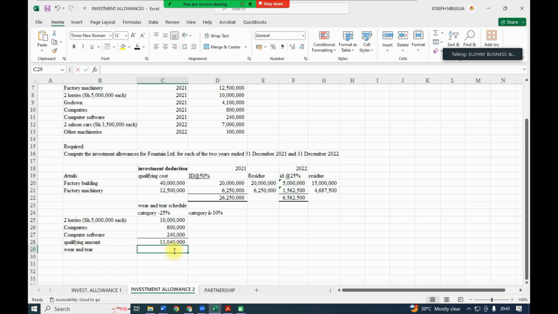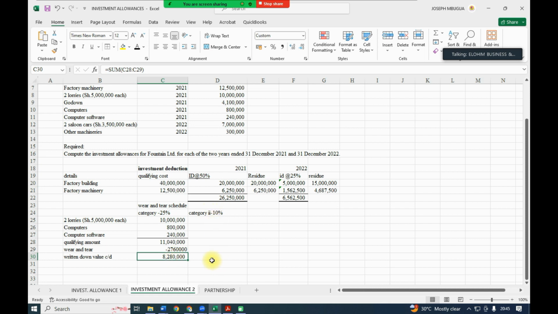So the wear and tear will be 25% of this. 25%. We need to put a negative sign because we minus that way. And the total of the 2, yeah, you get it. This one we call written down value, carry down. That is for the first.